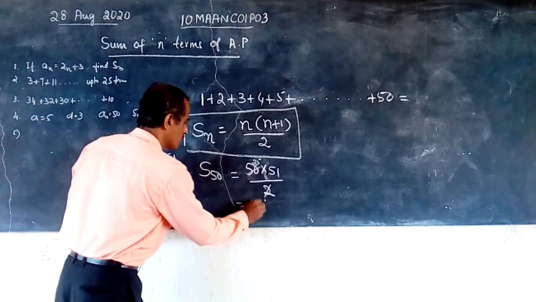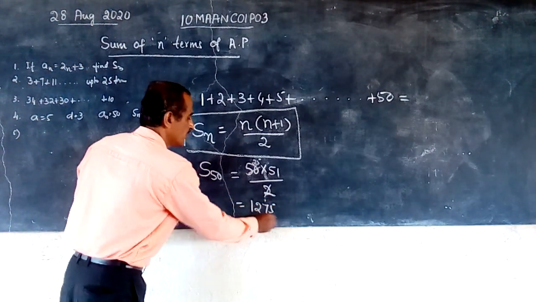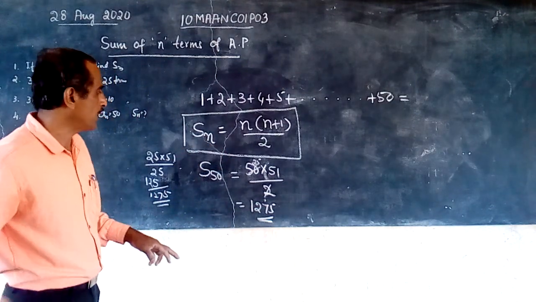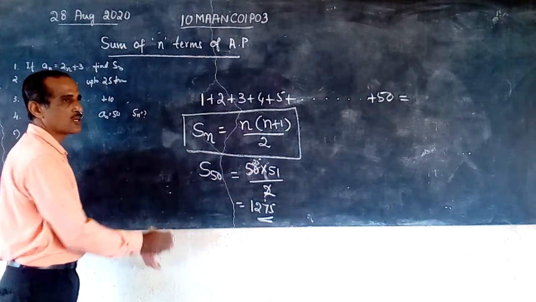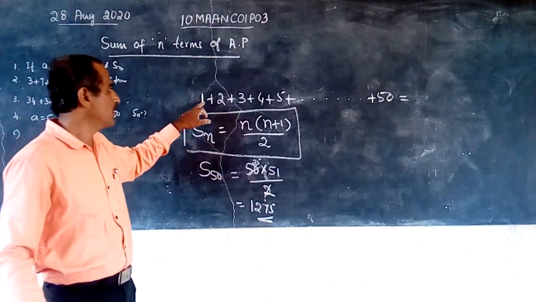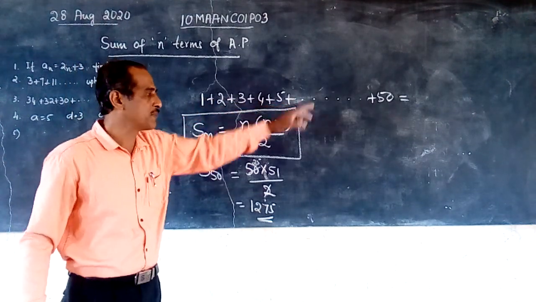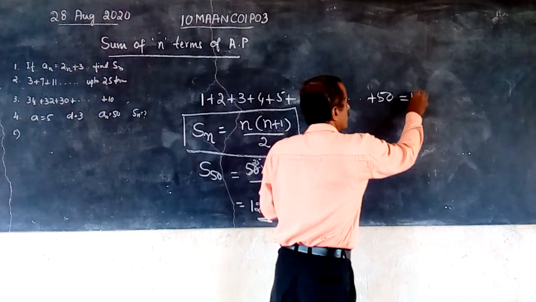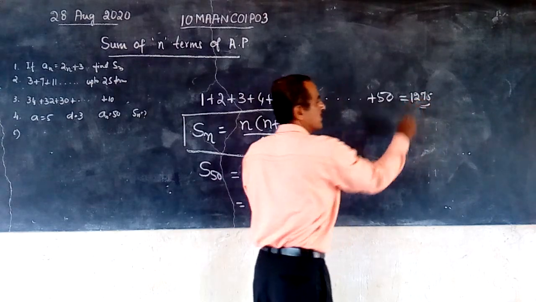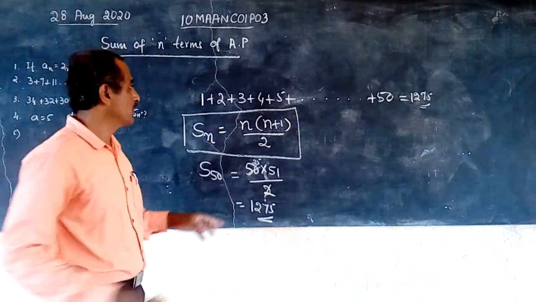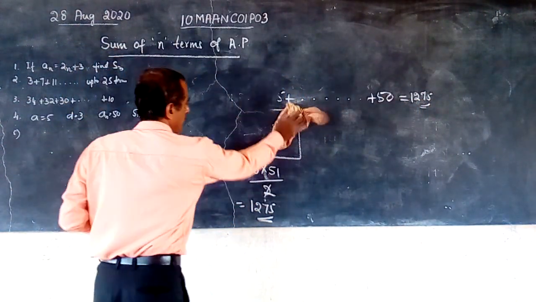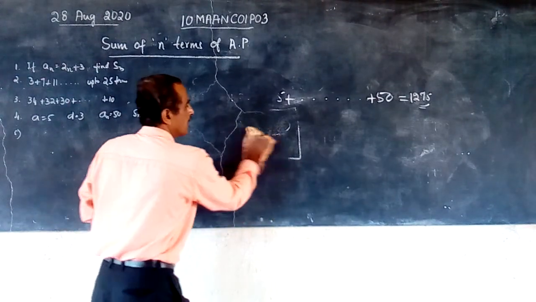The answer is 1275. This is the formula used to find the sum of the first n natural numbers. Therefore, the sum of 1, 2, 3, 4 up to 50 is 1275. This is the sum of these numbers. So these different formulae are used to find the sum of natural numbers.